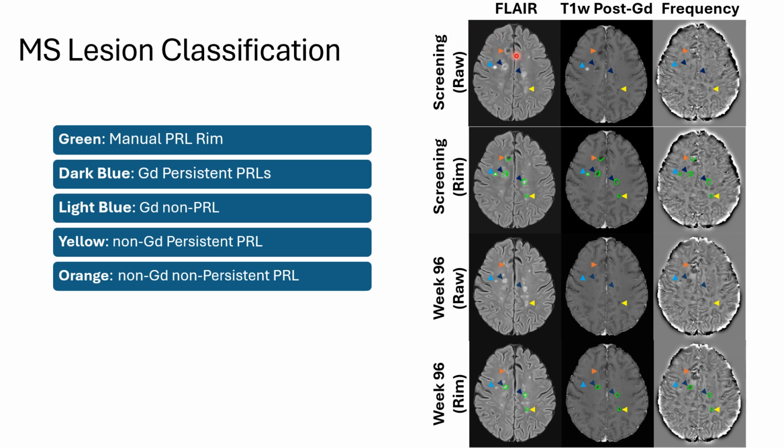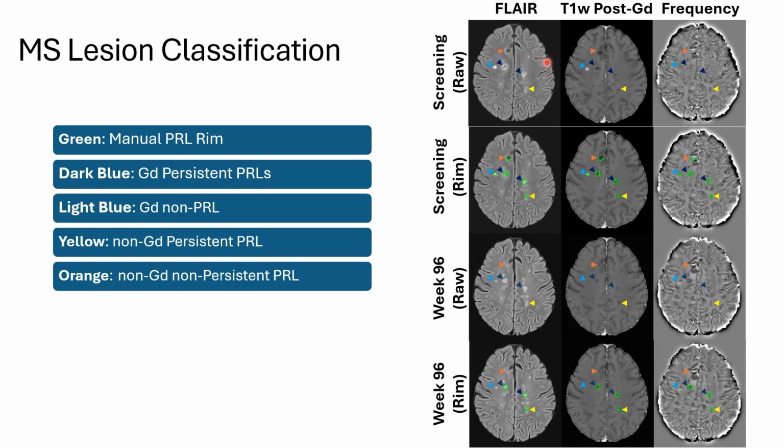Finally, the orange arrow is pointing to a lesion that did not show a rim at both screening and week 96, which thus was classified as non-PRL or non-persistent PRL, and also did not display enhancement at screening in the T1-weighted post-gad image.